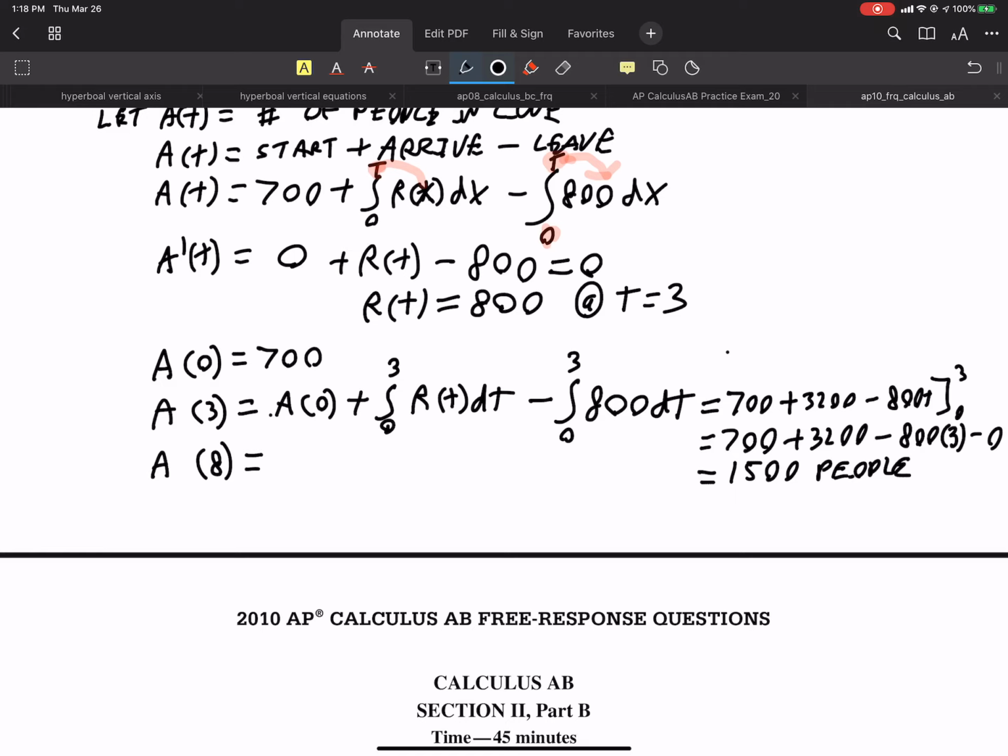Then A of 8 is going to be a little more work. We still have the A of 0. Now we have to integrate from 0 to 8.